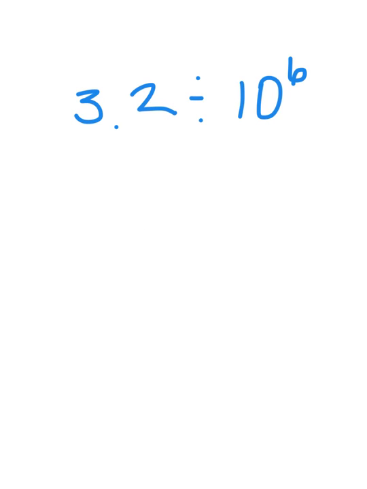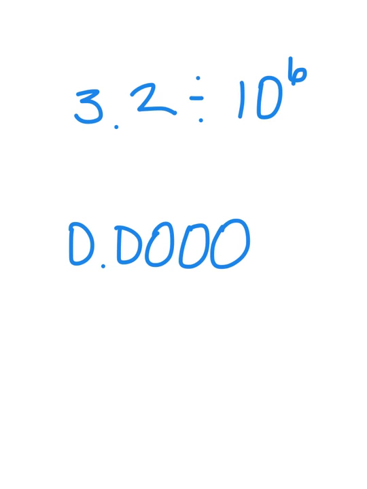What if we try to divide 3.2 by 10 to the 6th? If you have a calculator that has the exponent function, you can try it on that if you'd like. But when you do it, the answer that you get is 0.0000032. So you can see that dividing by a power of 10 with a decimal gives you a little bit different answer.